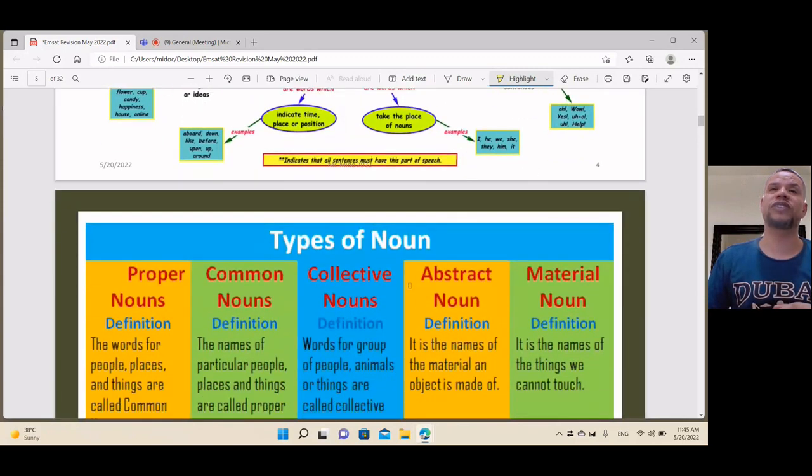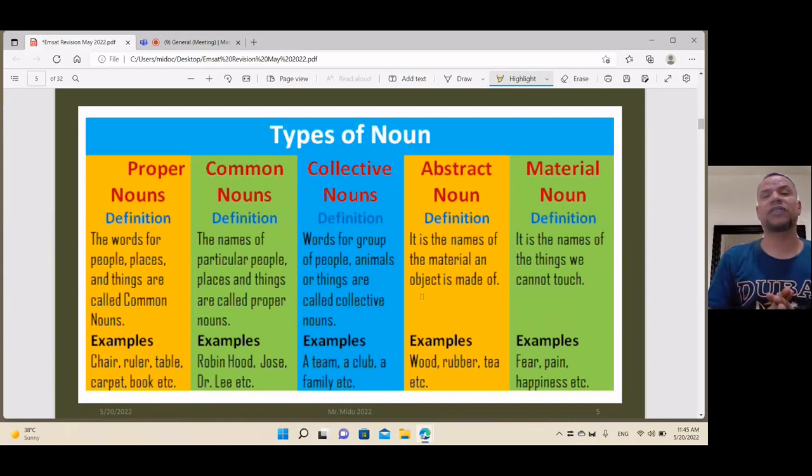Okay, let's go to the first topic: types of nouns. One important section in the EmSAT English grammar section is types of a noun. Many questions are about the types of a noun. So what are the types of a noun? We have proper noun. Proper noun means a specific name. If I say Ali, a specific name, proper noun. If I say Mona, Sarah, a specific name is a proper noun.